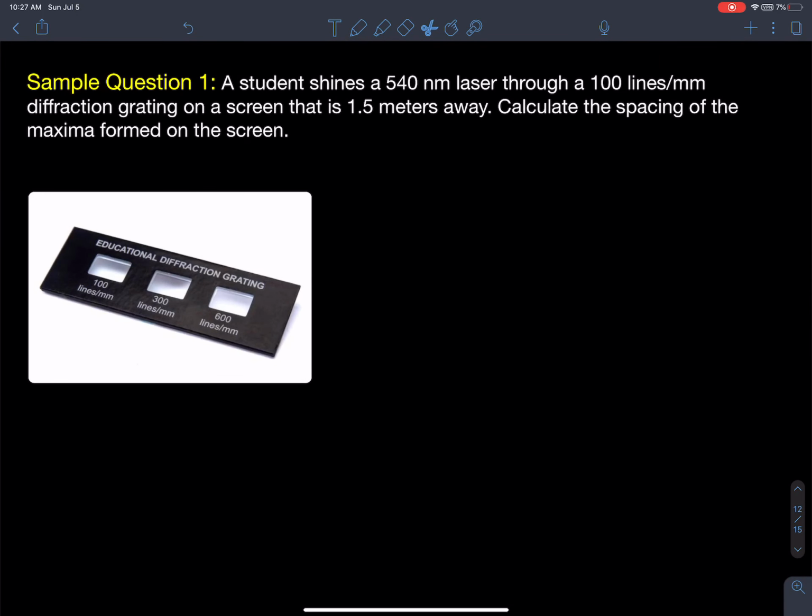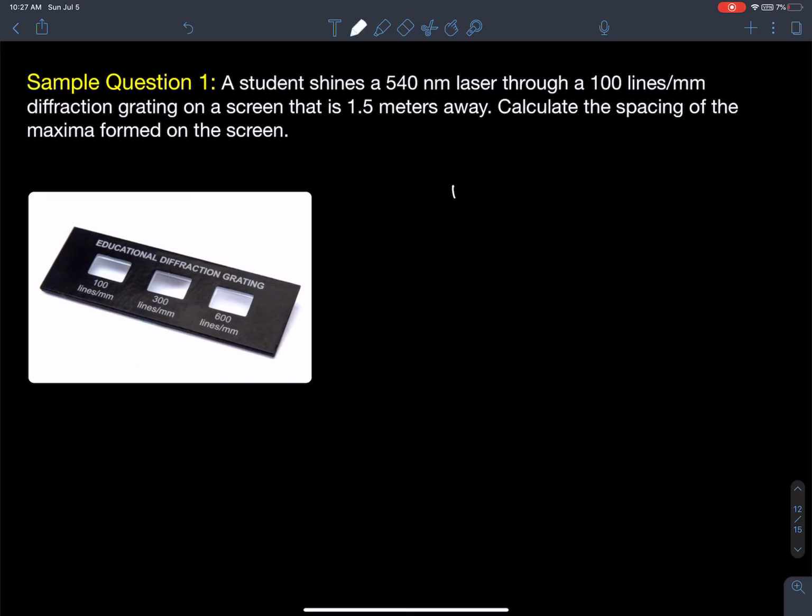Here's 3 sample problems on how to solve diffraction grating questions. The first question that we're going to look at is: a student shines a 540 nanometer laser through a 100 lines per millimeter diffraction grating, this one over here, on a screen that is 1.5 meters away. Calculate the spacing of the maxima formed on the screen.